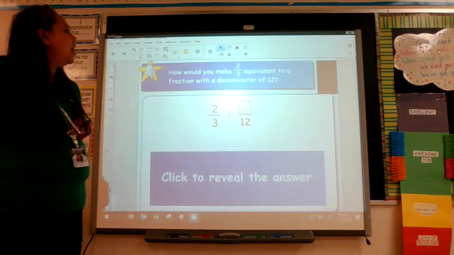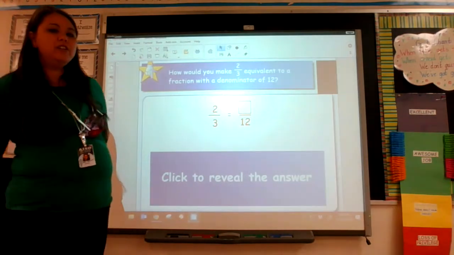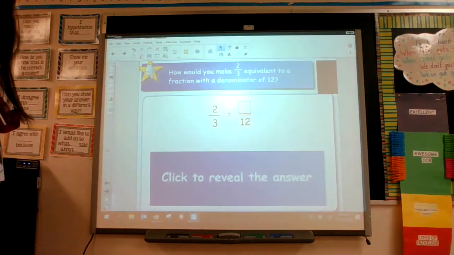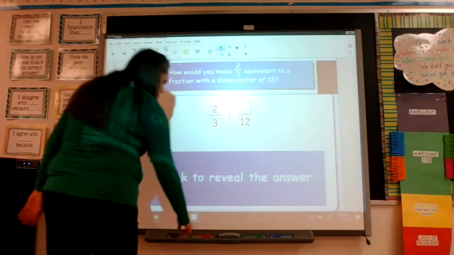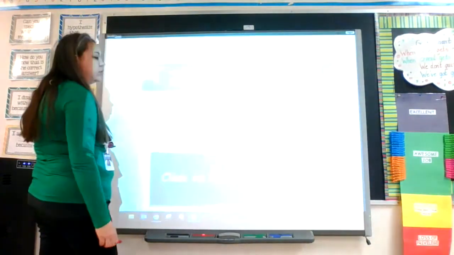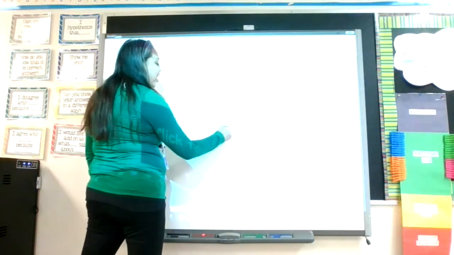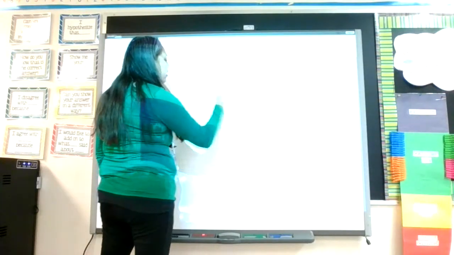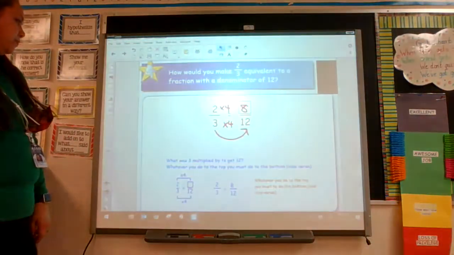Okay, how could you make 2/3 equivalent to a fraction with a denominator of 12? Well, look at the fraction they have here. They have 2/3 is equal to blank over 12. Remember, what you do to the bottom, you have to do to the top. So look, how are they getting 3 to turn into 12? You got it. Times 4. What you do to the bottom, you do to the top. So let's see if we got that right.